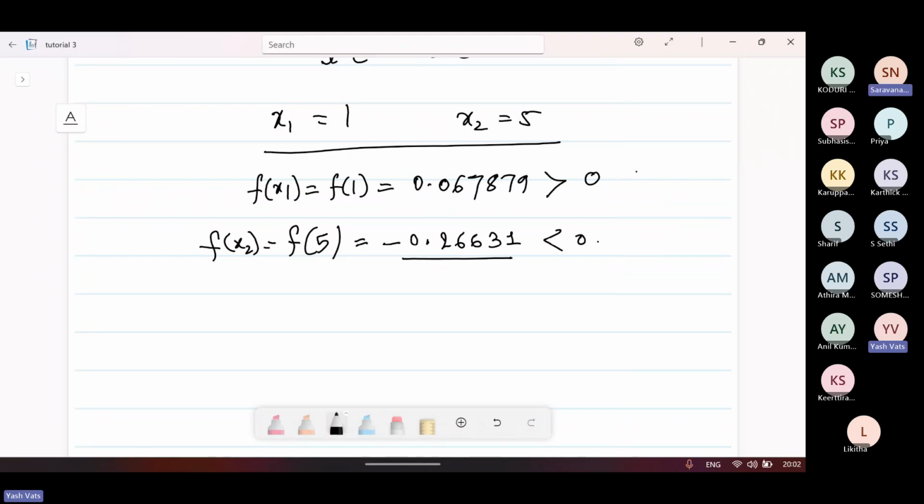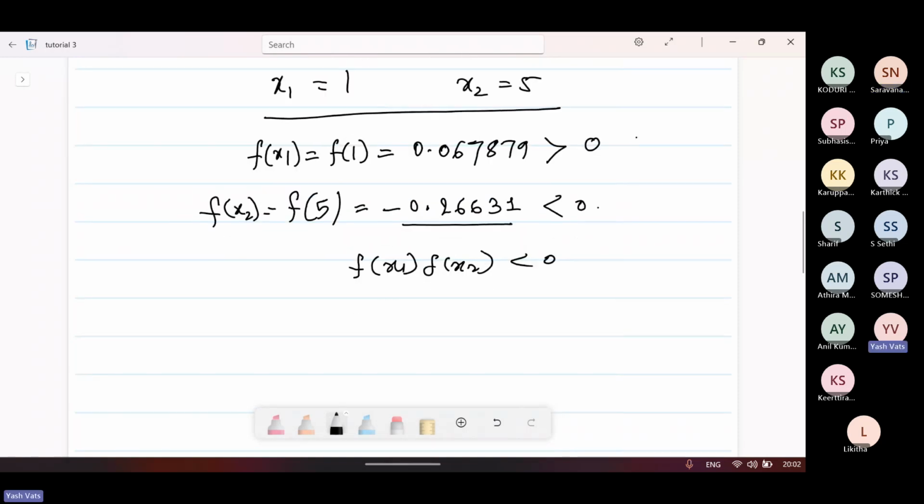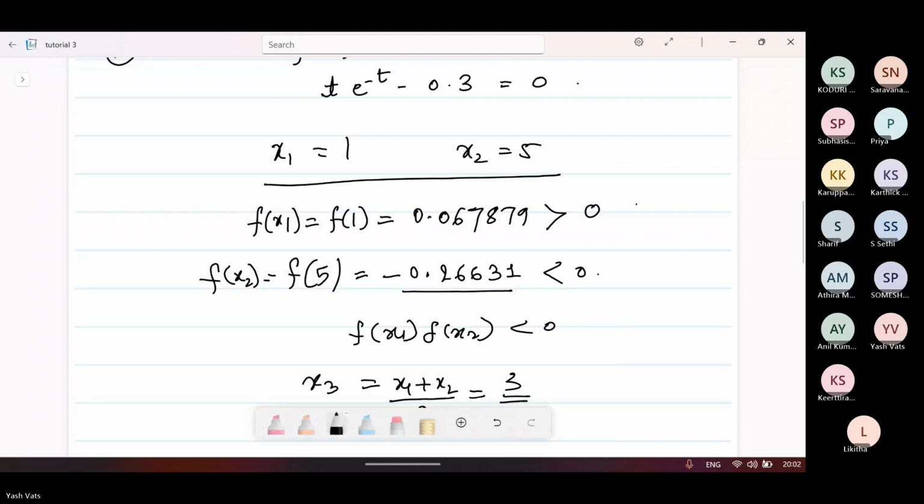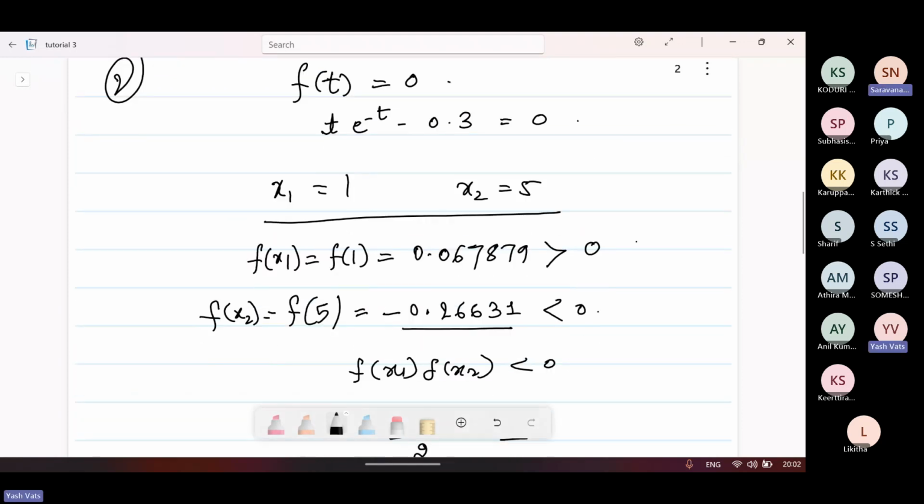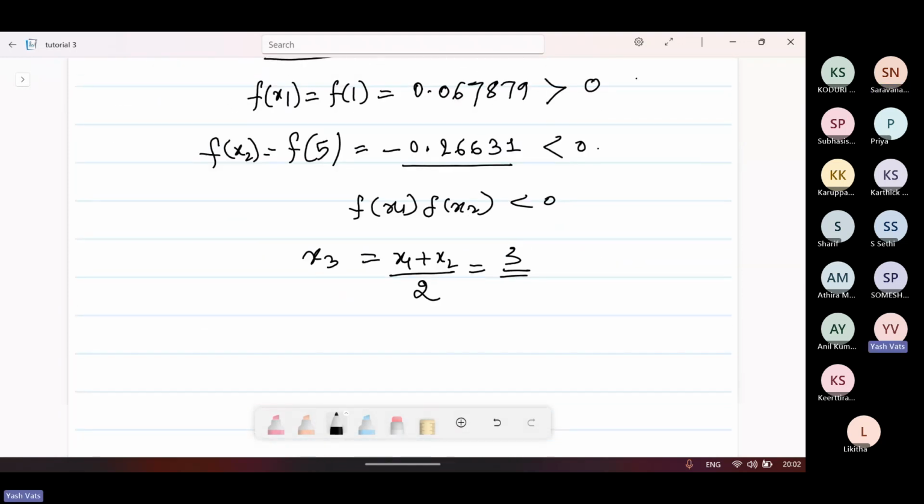It's just f of x1 into f of x2 is less than 0, right? So by intermediate value property, you have a guarantee of existence of root. Okay. So x3 should be x1 plus x2 by 2. What is this value? It should be 3, right? So what do you want to check now?